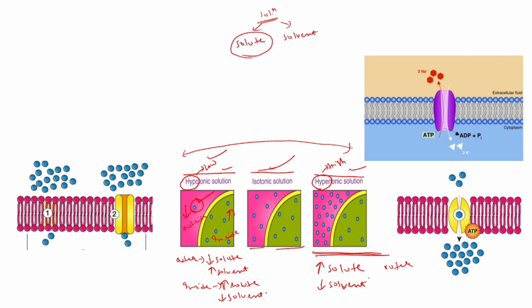Now, in the exam it will ask that if any cell, let us say this is the solution and this is called the hypertonic solution. In the exam, if it asks, let us say this is one cell, if one cell is placed in the hypertonic solution, then what will be the condition of that cell? Then the answer will be shrink.